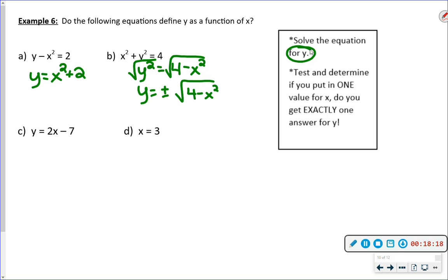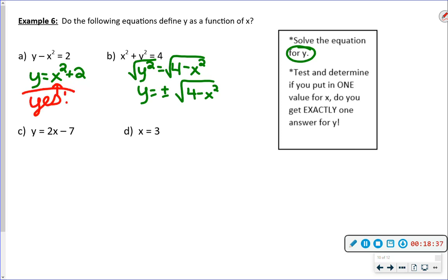answer out for y? So I'm testing. If I put any number in here for x, let's say I put -1 in there, do I get one answer out? Yeah, I get 3. If I put 0 in, yes, I get one answer out, 2. If I put 5 in there, do I get one answer out? Yes. So this is a function.